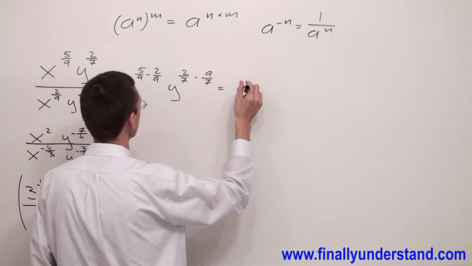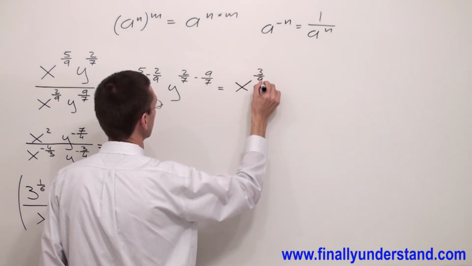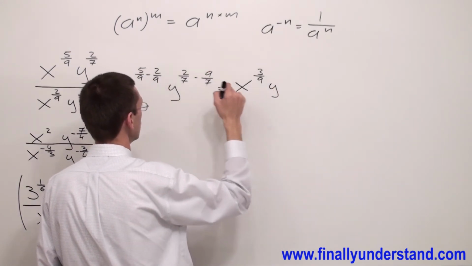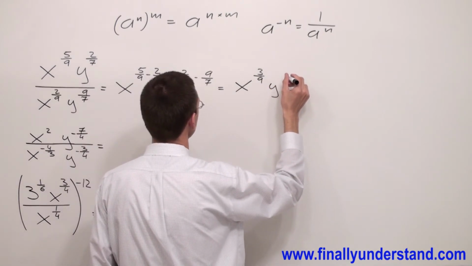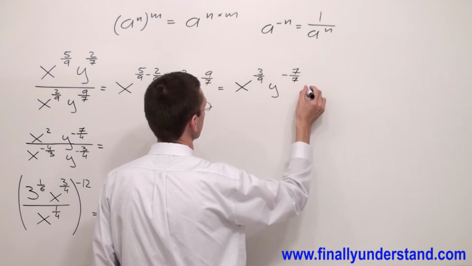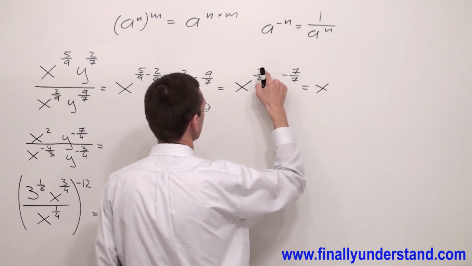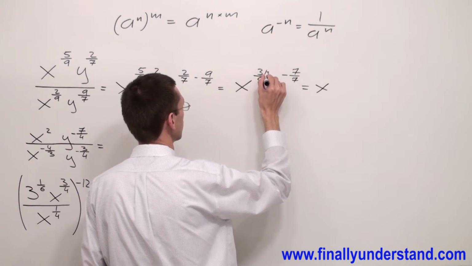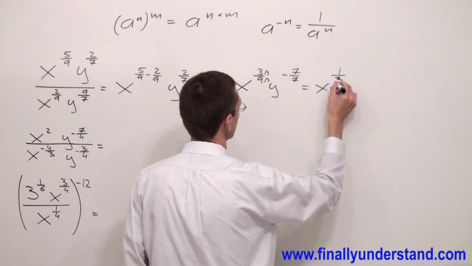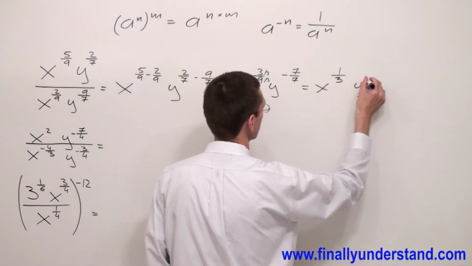5 minus 2 is 3. That's why I have x to the 3 over 9. And I have y, 2 minus 9 is negative 7 over 7. So this is going to be equal x. 3 and 9 I can reduce by 3. 3 divided by 3 is 1 over 3. Y, negative 7 divided by 7 is negative 1.